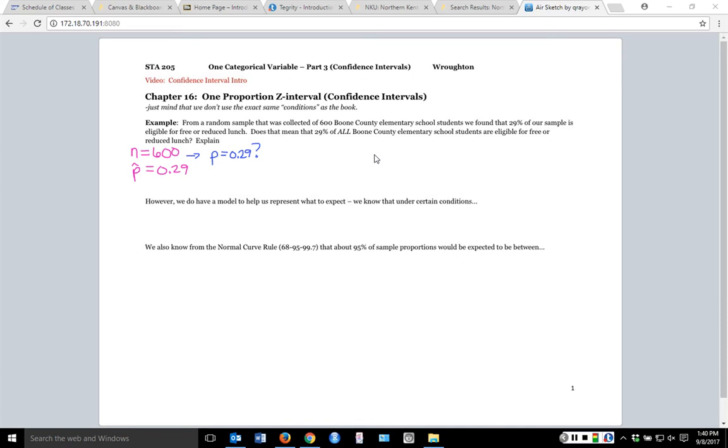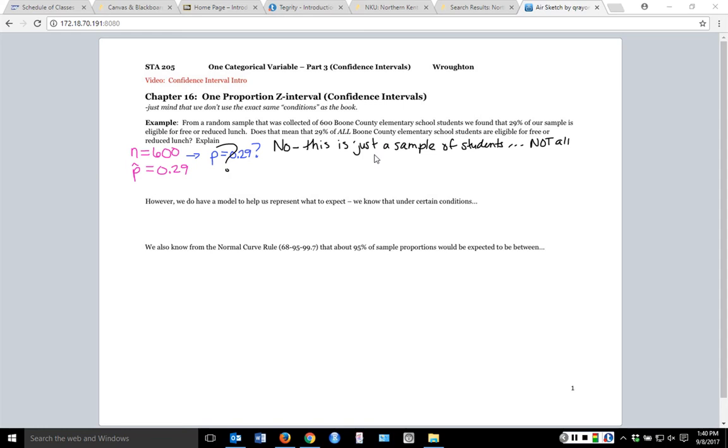Well, we don't know that, right? We really don't know. It could be, but it also might not be. Why not? It does not imply that, because this is just a sample of students, not all of the students. So even though we hope maybe it's close to that 29% that we got, we cannot say for sure that 29% of all Boone County elementary school students were eligible for free or reduced lunch.